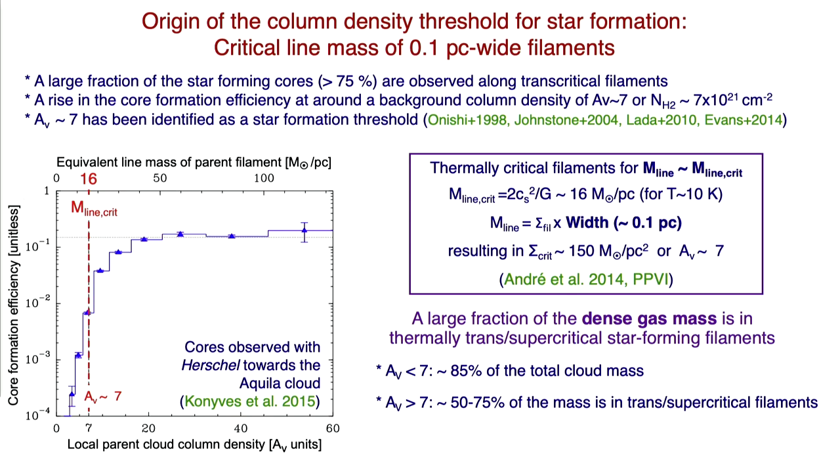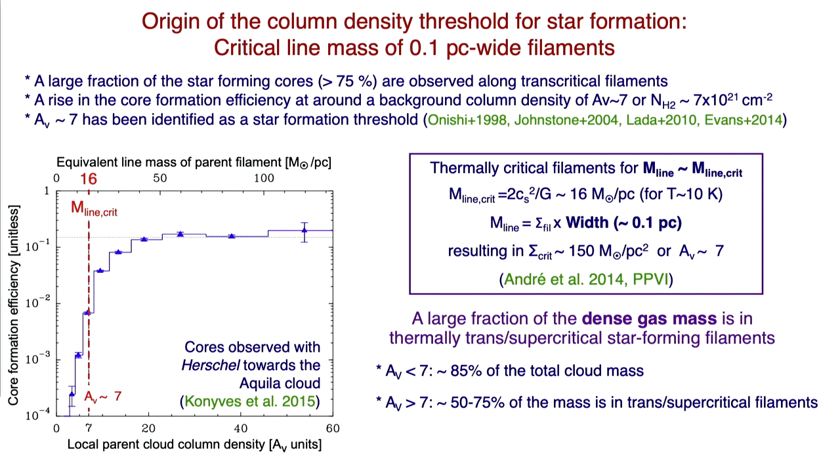And since there is this relation between the line mass and the column density of the filament, the column density of the filament can be expressed in equivalent filament line mass, which is shown on the top x-axis. Here on this plot, you can see that the core formation efficiency rises at a column density of about 7 AV, which also corresponds to a line mass of about 16 solar masses per parsec, which corresponds actually to the critical line mass of 0.1 parsec wide filaments. So this suggests that we can now understand the origin of the column density threshold as being the column density of filaments that are critically unstable and fragment to form cores.